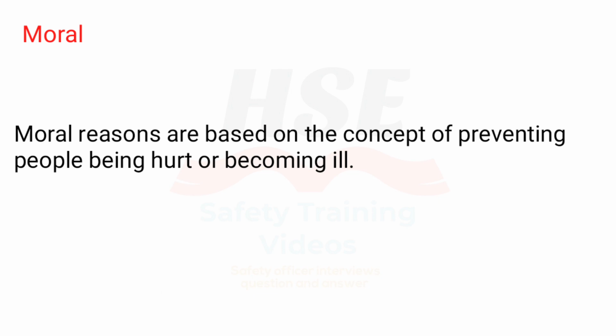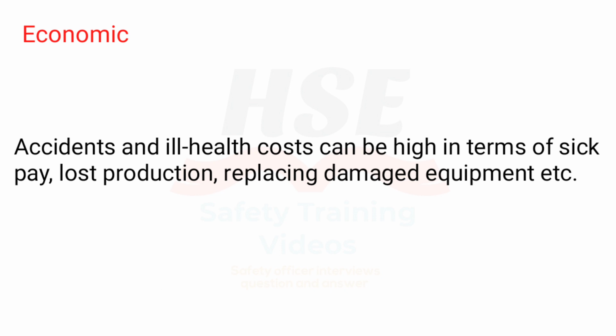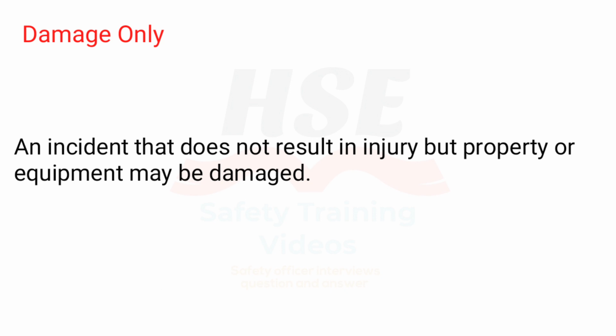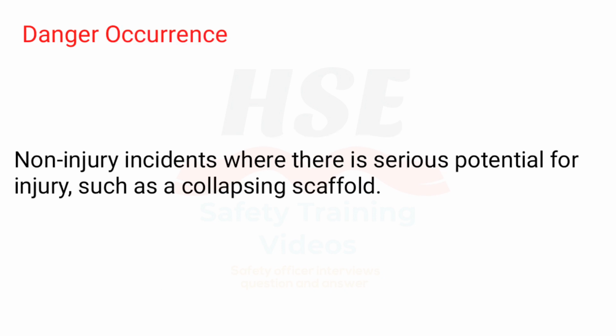Moral. Moral reasons are based on the concept of preventing people being hurt or becoming ill. Legal. Employers have a legal duty to protect their employees. Economic. Accidents and ill health costs can be high in terms of sick pay, lost production, replacing damaged equipment, etc. Damage only. An incident that does not result in injury but property or equipment may be damaged. Health. Examples of illnesses that are reportable are poisonings, skin and lung disease, infections and occupational cancer. Dangerous occurrence. Non-injury incidents where there is serious potential for injury, such as a collapsing scaffold.